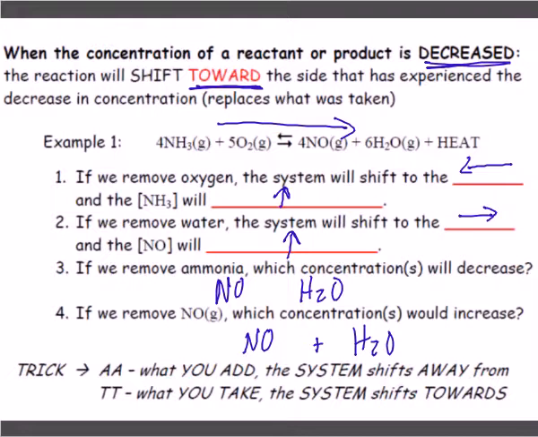Okay, now here's the trick, guys. Think about it: AA, add away. You're going to shift. If you add something, you're going away from where you added it. If you take, you move towards. So TT, take, towards, AA, away, or add, away. Right? That's the way to remember concentration.